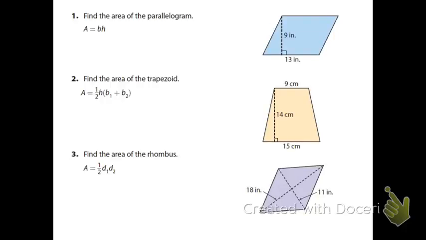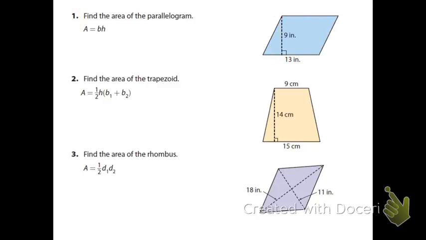Today we talked about how to find the area of different quadrilaterals, like parallelograms, trapezoids, and rhombuses. So if you look at this problem right here, we have a parallelogram. That means that both opposite sides have parallel lines. So these red ones are parallel to each other. The orange is parallel to each other.